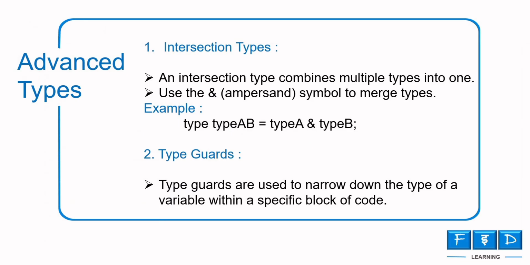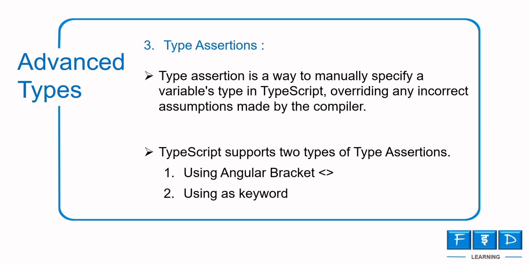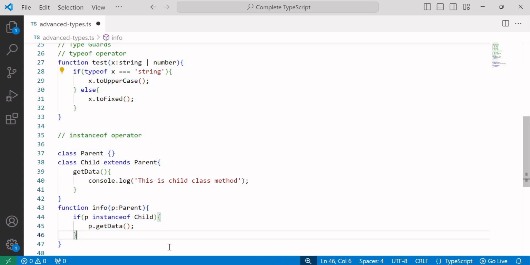Okay, now let's understand the third type, that is type assertion. We have already covered type assertions while learning basic data types in TypeScript. But since type assertion comes under advanced types, we will quickly understand this concept with a practical example. Type assertion is a way to manually specify a variable's type in TypeScript, overriding any incorrect assumptions made by the compiler. TypeScript provides two ways to do type assertion. First is using angle brackets, and second is using the as keyword. Let's understand this with a practical example.